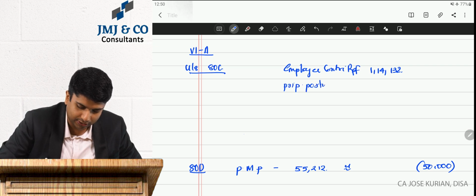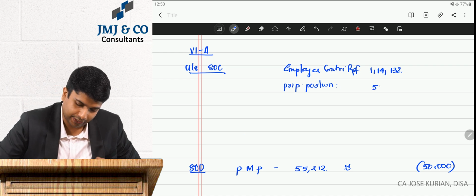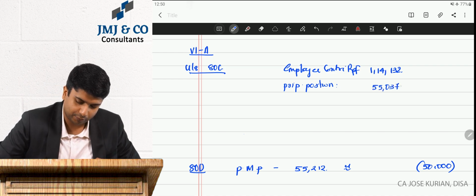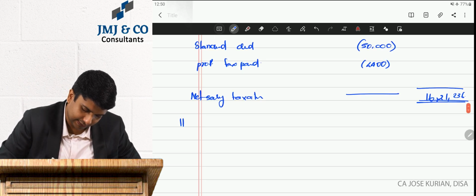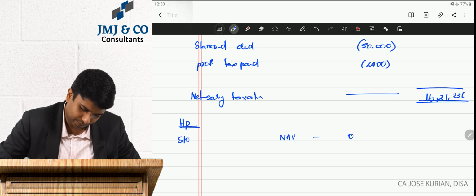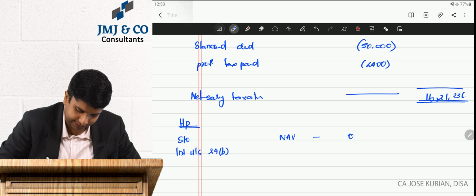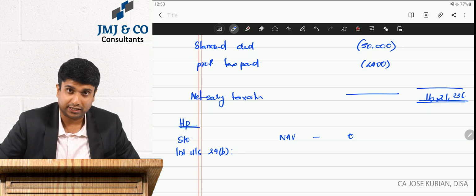Principal portion you can claim as a deduction under 80C, and what is the principal portion he has actually paid? Under 80C, the principal portion he actually paid is 55,037 rupees. And what about the interest portion? Interest portion you can treat as a deduction from the house property head. Being a self-occupied property, the net annual value would always be 0. And interest under section 24B you can claim as a deduction. The actual interest in this question is 2,18,983.